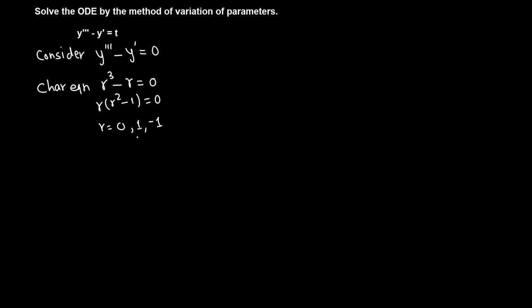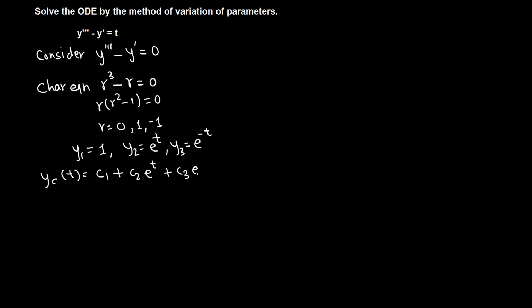Based on these three zeros, we have e raised to 0t, which is 1. So the first solution y1 is 1. And y2 is e raised to t. And y3 is e raised to negative 1t. These are three solutions of this homogeneous equation. Then we can write down the complementary solution. y_c(t) is c1 times the first one plus c2 times the second solution e^t plus c3 times the third solution e^(-t). This is the general solution of this homogeneous equation, and that's the complementary solution for our non-homogeneous equation.